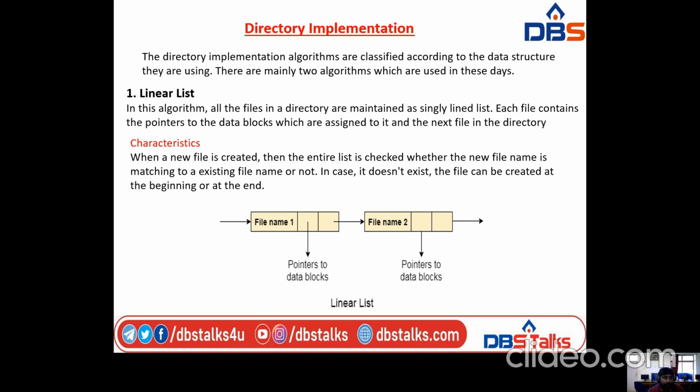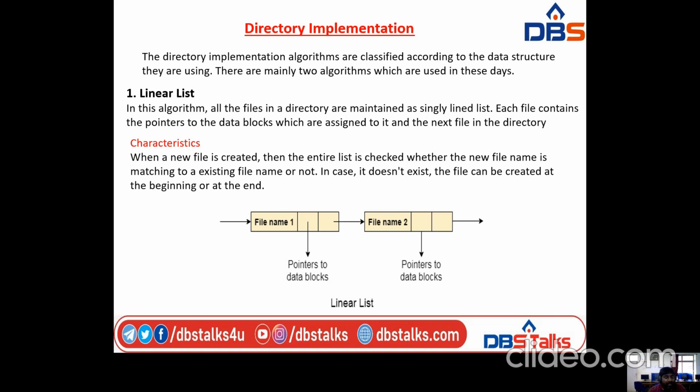In the representation here, we have two files, file name 1 and file name 2. These two files are connected by a single link, just like a single linked list. Here each file contains the pointer to the next file. File name 1 will have one link pointing to file name 2, and file name 2 will have one link pointing to file name 3, the next node. So what are the main characteristics of the linear list?